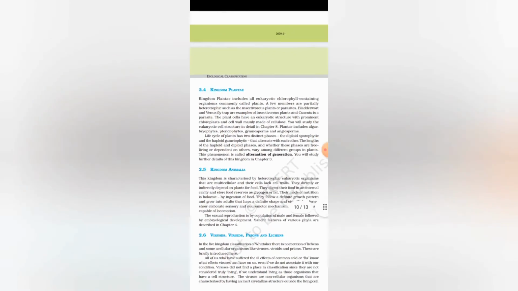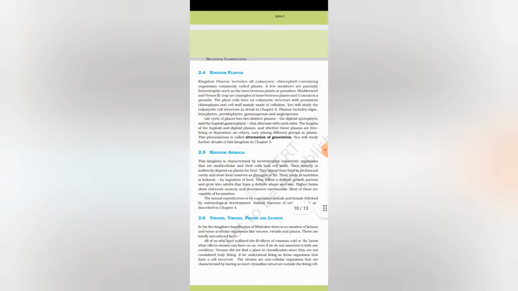2.4 Kingdom Plantae. Kingdom Plantae includes all eukaryotic chlorophyll-containing organisms commonly called plants. A few members are partially heterotrophic, such as the insectivorous plants or parasites. Bladderwort and Venus flytrap are examples of insectivorous plants, and Cuscuta is a parasite. The plant cell has a eukaryotic structure with prominent chloroplast and cell wall mainly made up of cellulose. You will study the eukaryotic cell structure in detail in chapter 8.